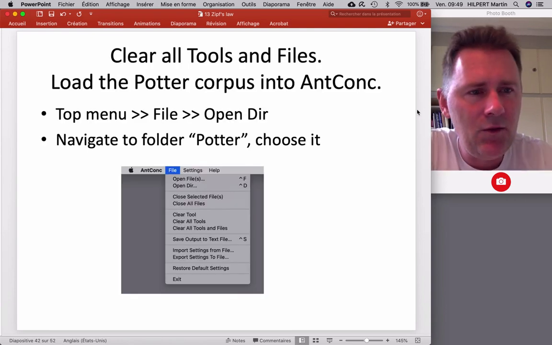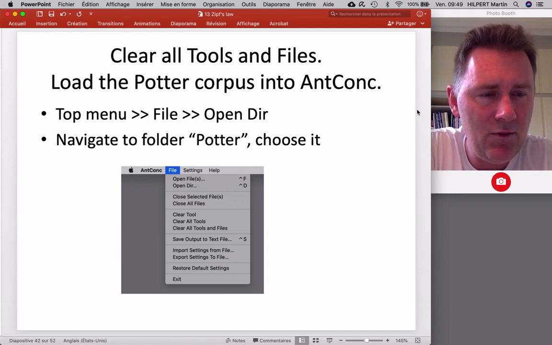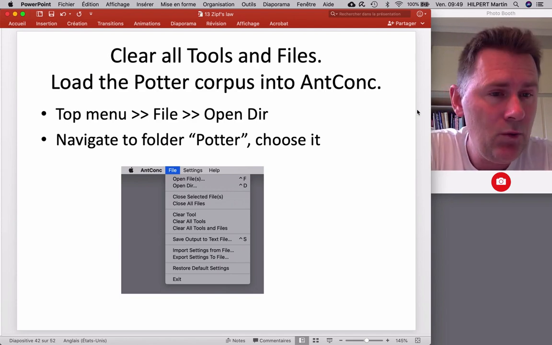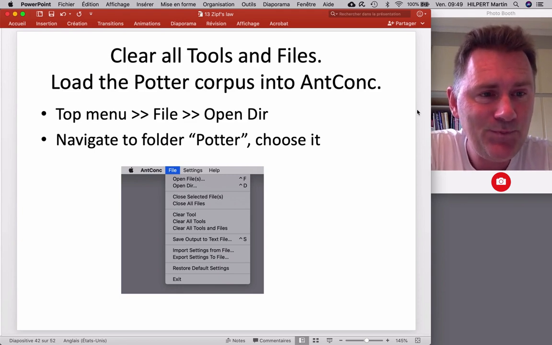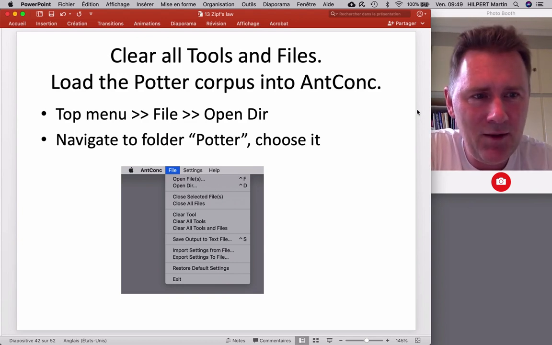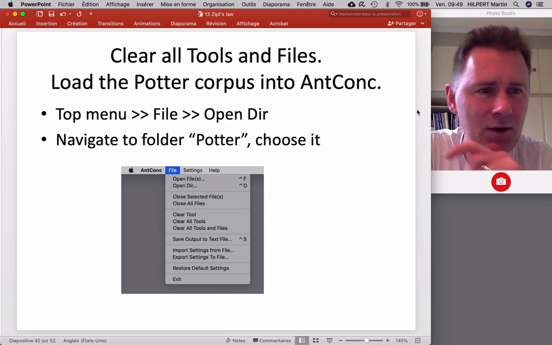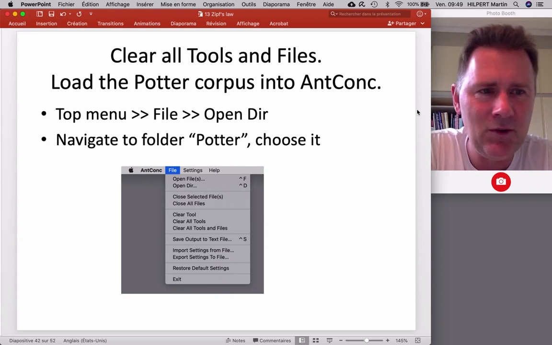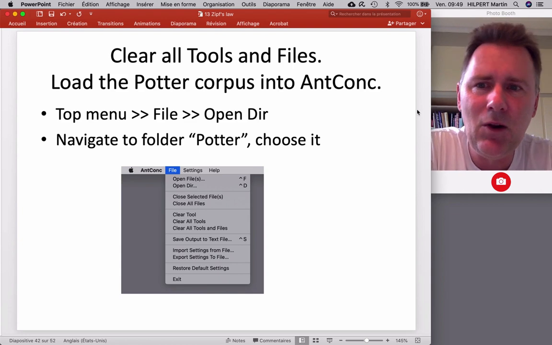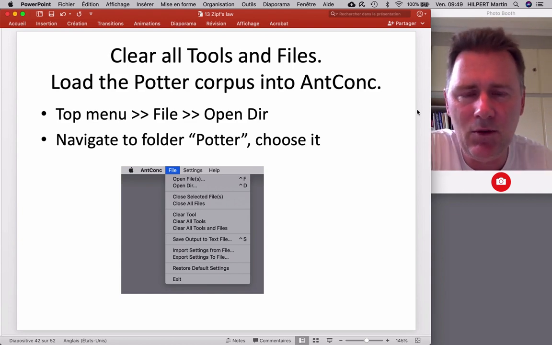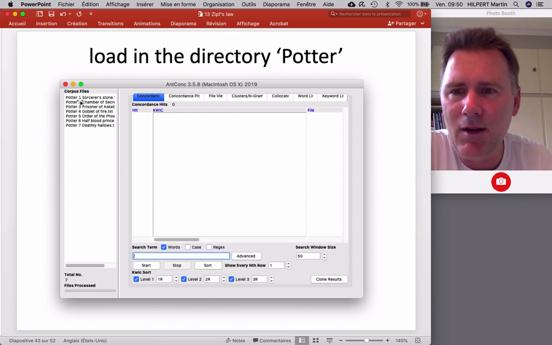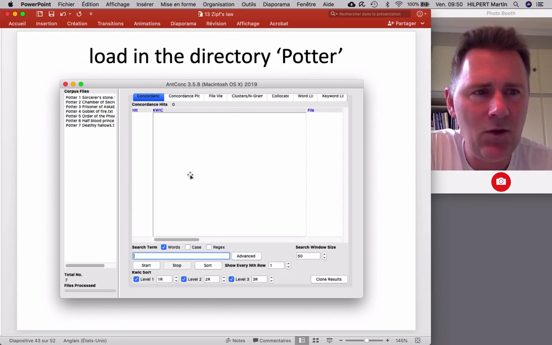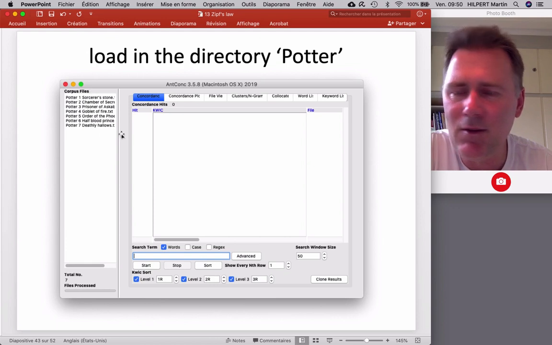So first of all, clear all the tools and files that you have in AntConc right now, and then load the Potter corpus into AntConc. If you don't have the Potter corpus, well, there's a video of mine that you can check out, and below that video there is a link. I'll also try to remember to put a link below this video so that you can access the Potter corpus and do this exercise for yourself. Right, so load the Potter corpus into AntConc, navigate to the folder that contains it, and then if all has gone according to plan, your AntConc interface should look like this with the seven Potter novels.